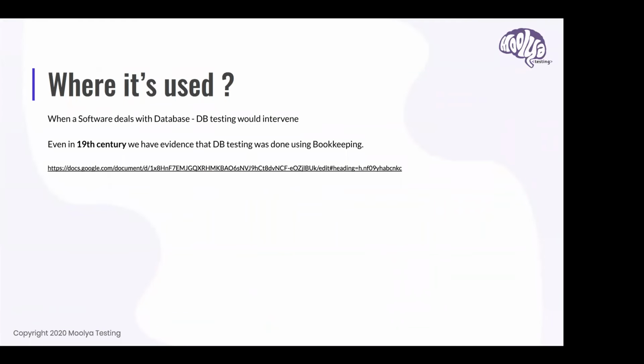Okay, so where it is used. When a software deals with a database, DB testing would intervene. And we have evidence even in the 19th century. The DB testing was done using bookkeeping. So in 1831, we have evidence of a retail bookshop where a clerk working in that shop is noting down all the transactions he is selling to the customers in a rough book, with the date, time, and price. In the same rough book, the shop owner is entering all the purchased product details, with what type of product he purchased and the price when he purchased, etc. So these two transactions.